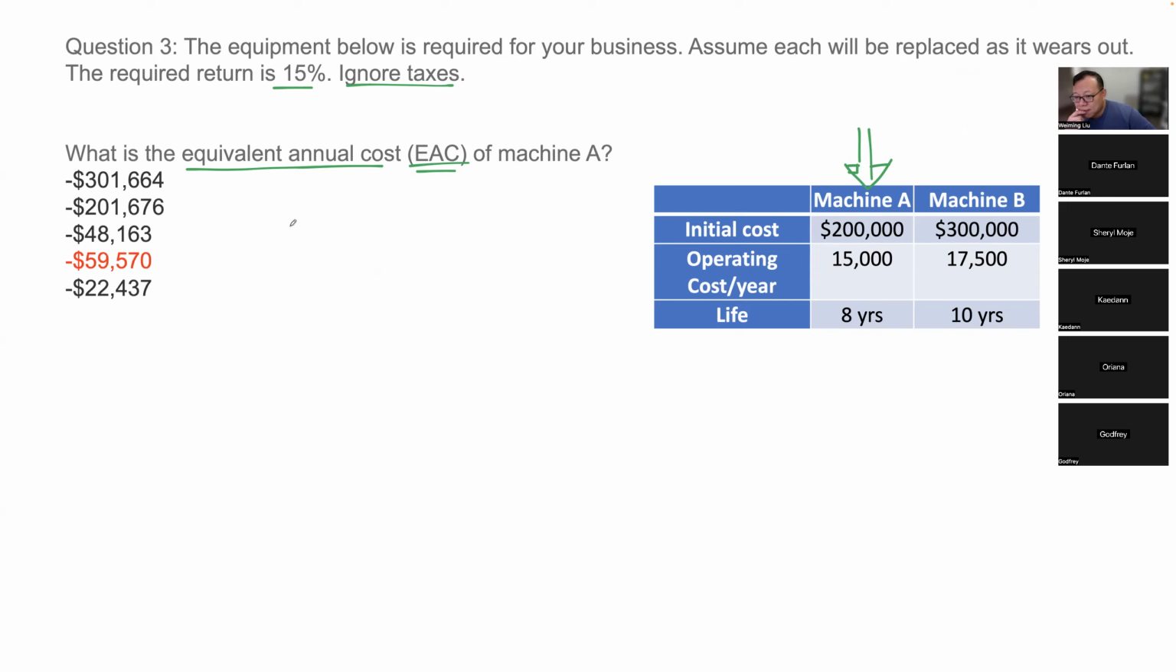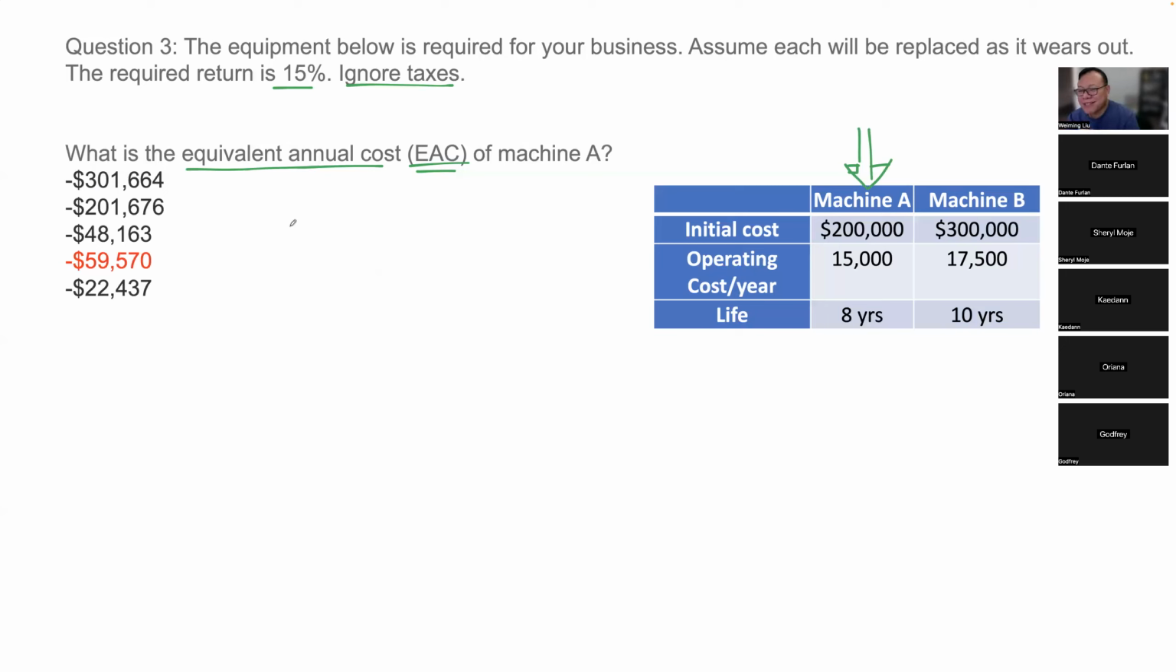Operating cost, right? You purchase the equipment, that's the upfront cost. But to run the machine, there are operating costs, right? Maintenance, whatever, it's just the cost associated with running the machine. So how much is that for machine A? Yeah, $15,000, right? Okay, so that's the two figures.